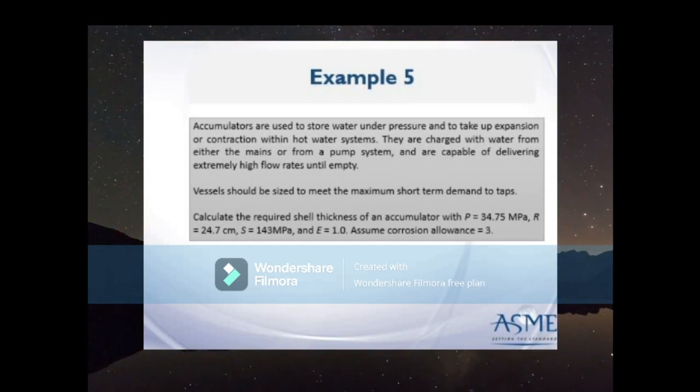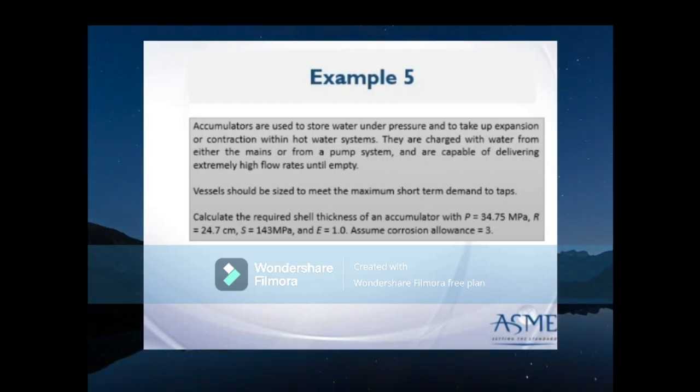Accumulators are used to store water under pressure and to take up expansion or contraction within hot water systems. They are charged with water from either the mains or from a pump system, and are capable of delivering extremely high flow rates until empty. Vessels should be sized to meet the maximum short-term demand to taps.